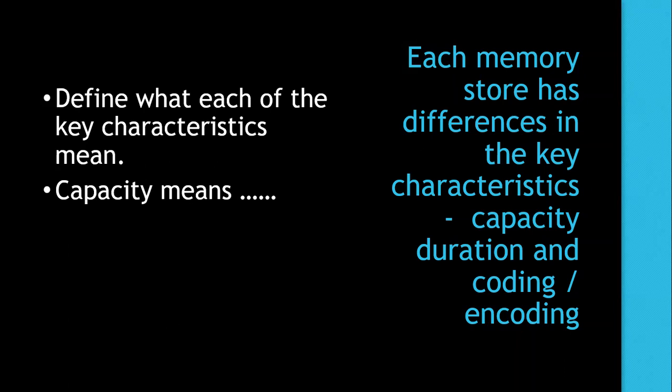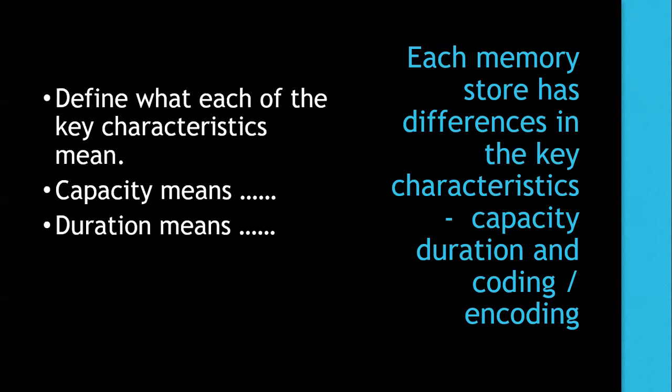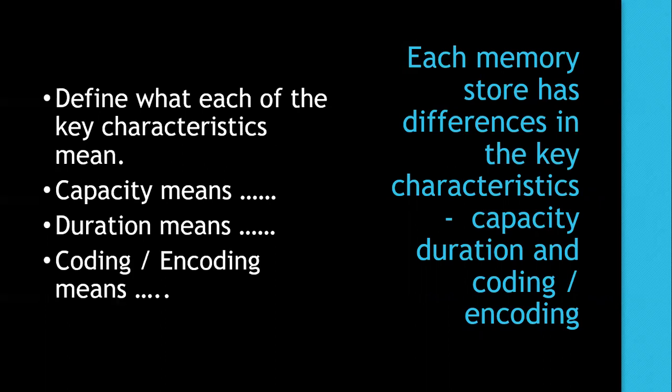Our next key characteristic is duration. Duration means the length of time. See, capacity and duration are quite different. Capacity is the amount. Duration is the length of time information can stay in a particular memory store. And again, the duration of memories is going to be different in the sensory store, the short-term memory, and the long-term memory.